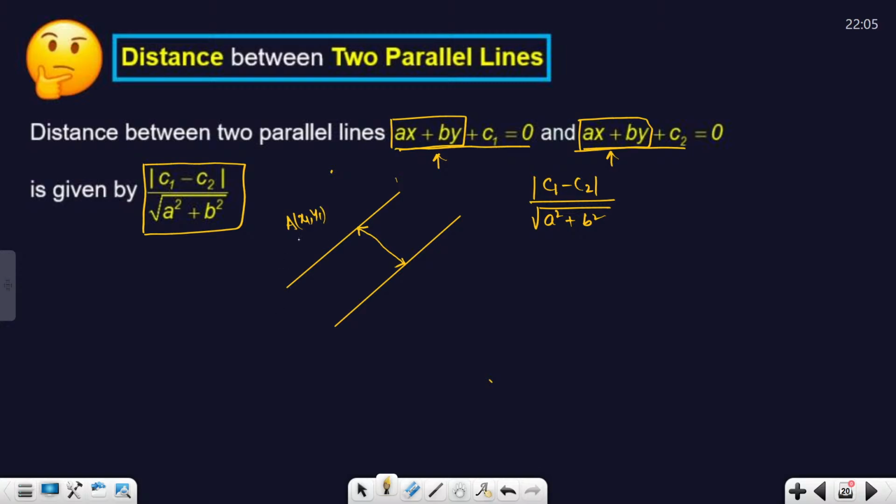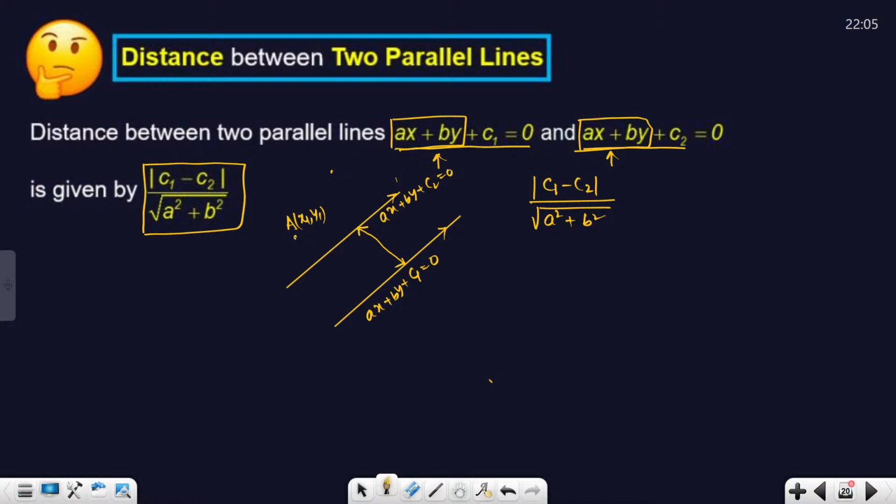Now, from this point, let us say one line is ax plus by plus c1 equals 0, and the other line is ax plus by plus c2 equals 0. Don't ask me, sir, why you have taken this one as c1 and not that one. You can take the reverse also. It doesn't matter, you are going to have the same answer.